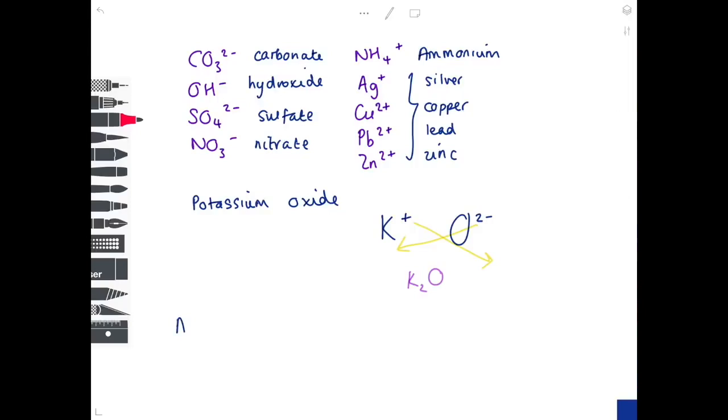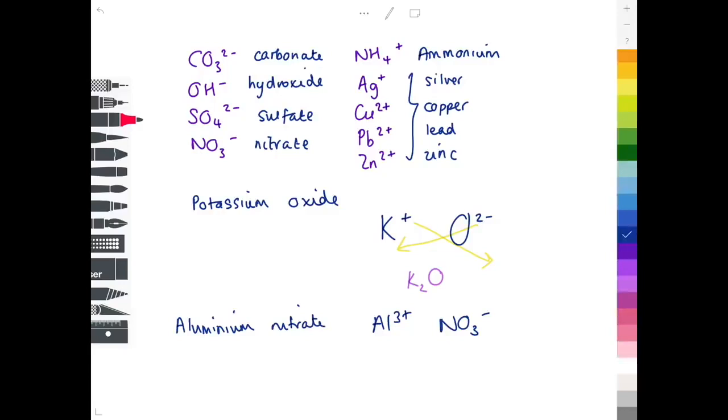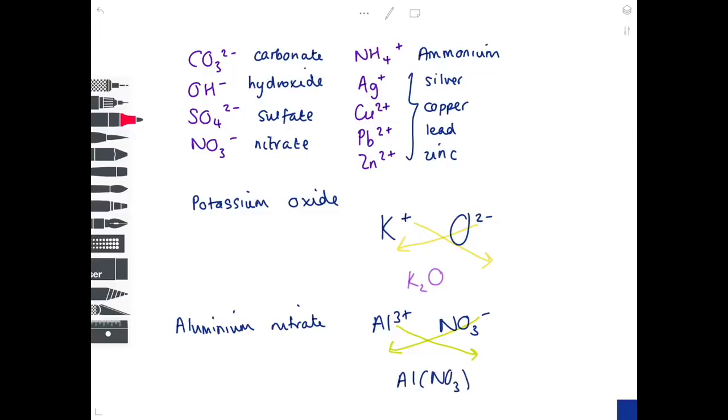So let's do aluminium nitrate. Aluminium's in group 3. Nitrate we've learned off by heart from the list above. We're going to swap and drop, so we're going to bring that 3 down, we're going to bring that invisible 1 down, and so it becomes Al(NO3)3, because you brought that 3 down.